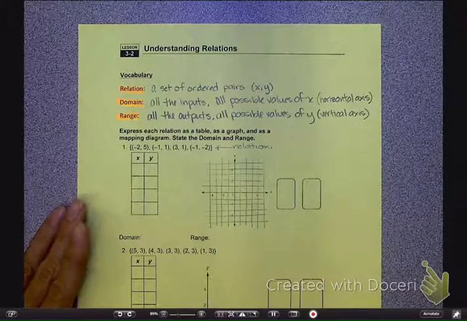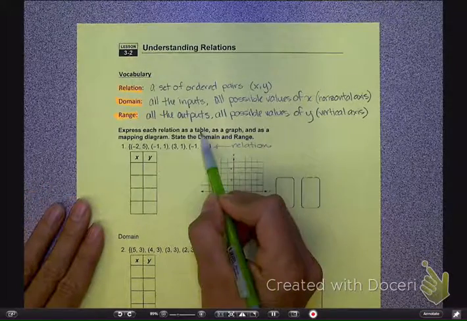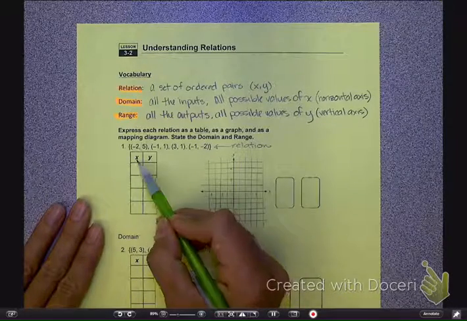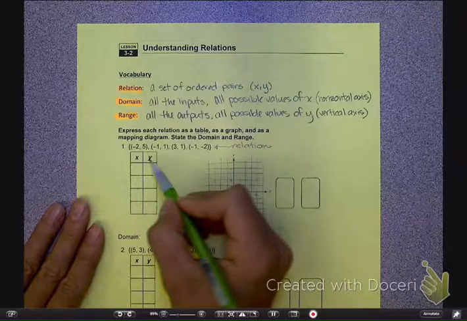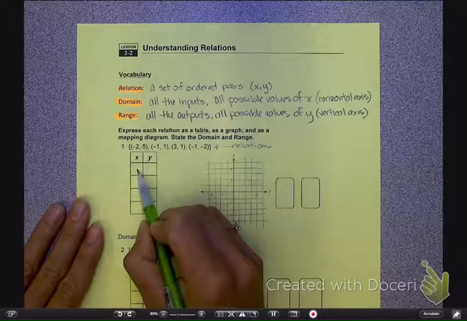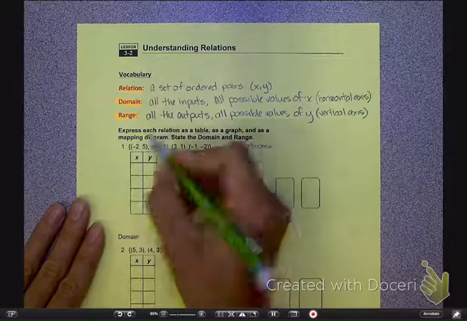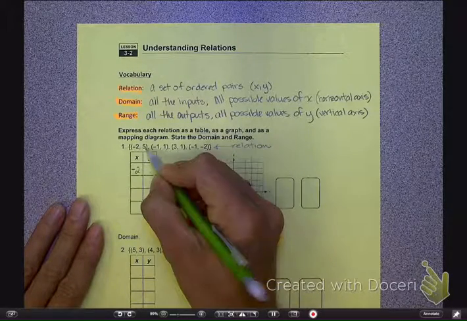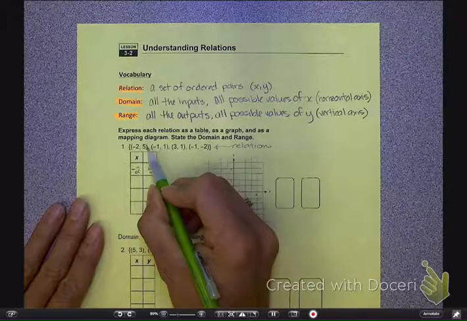Okay, so the first thing we're going to do is we're going to express each relation as a table. Okay, so the table's right here, and it has a spot for all of our x values and all of our y values. So what we're going to do is we're going to take each x value from each ordered pair and place it in the table, and take its corresponding y value and place it in the table next to it. So for this first ordered pair, I would put -2 right there and +5 right here. The first one is the x, the second one is the y.